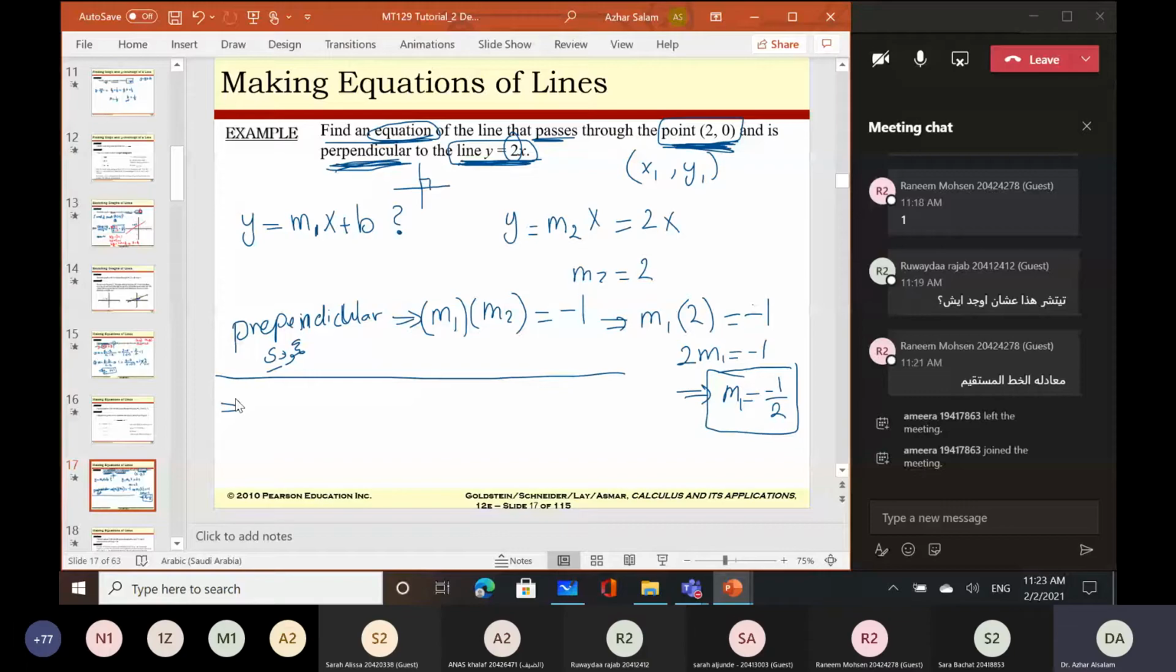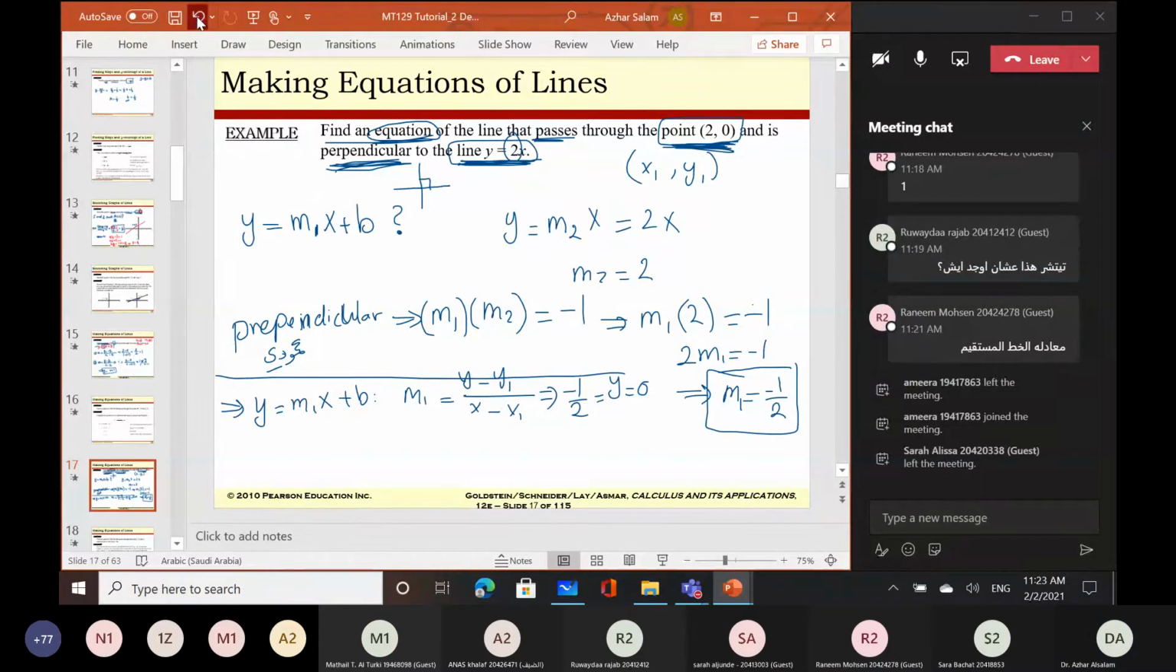So I can find the equation y equals m1x plus b. How can I find it? m1 equals y minus y1 divided by x minus x1, which is minus half equals y minus y1, which is 0 here, minus 0, divided by x minus 2.